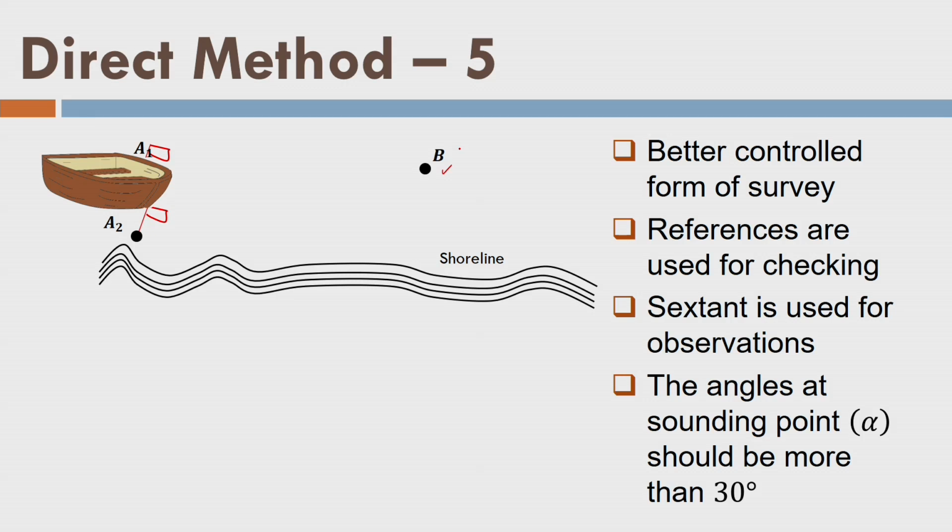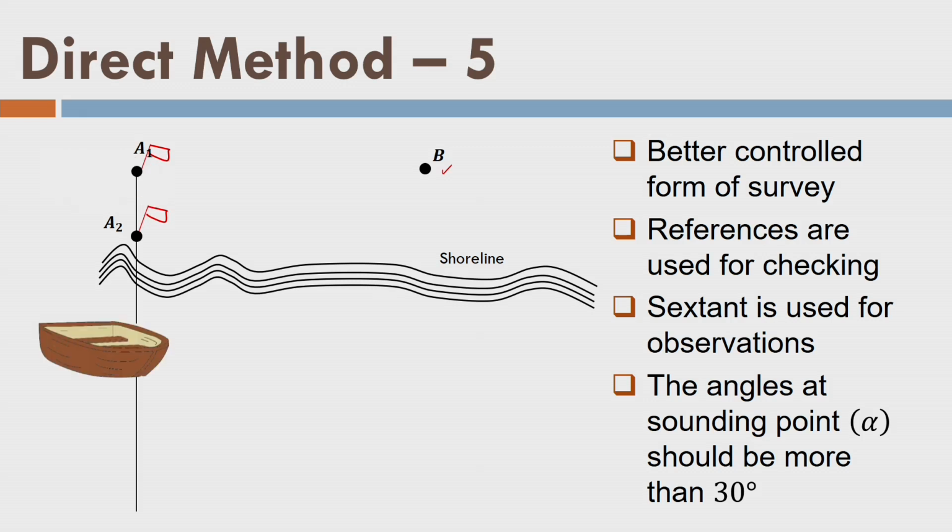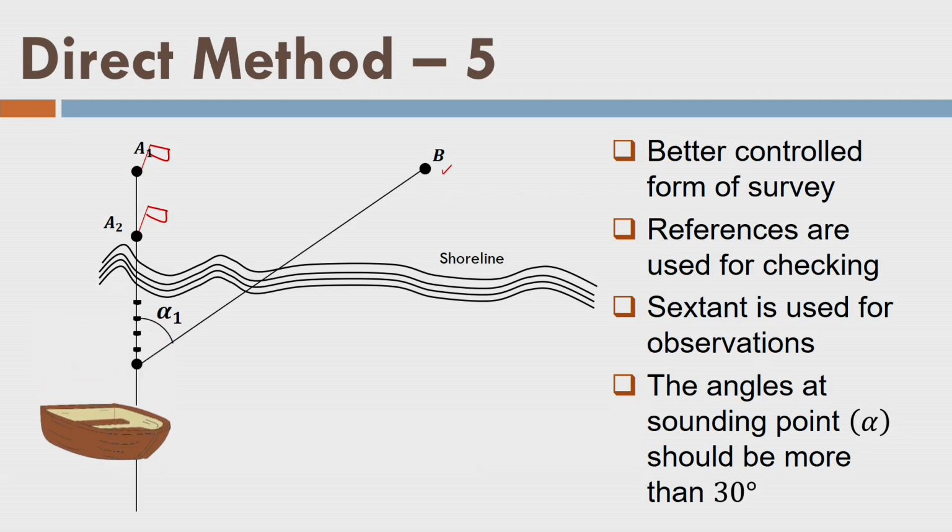Now we say that we will stretch a line using A1 and A2, because A1 and A2 are in one line. Then we move our boat like this, and measure the time ticks in order to measure the distance from point A2 or maybe point A1. In addition, we measure the angle like this. So this is my alpha 1 angle. I move to the next point, and again I observe the distances using the time interval, and again I observe this angle alpha 2 here.